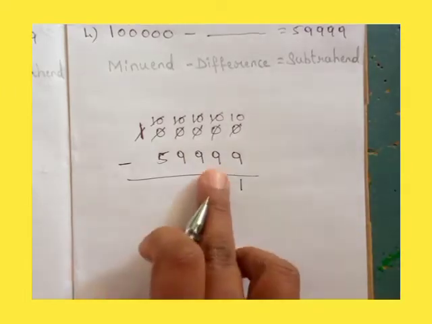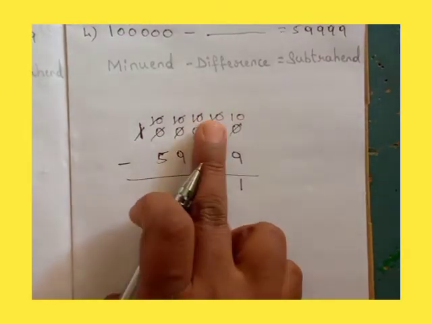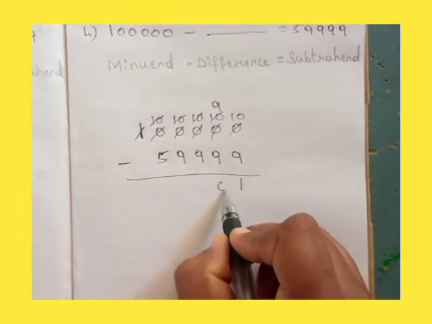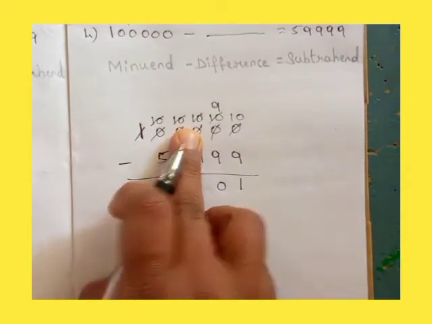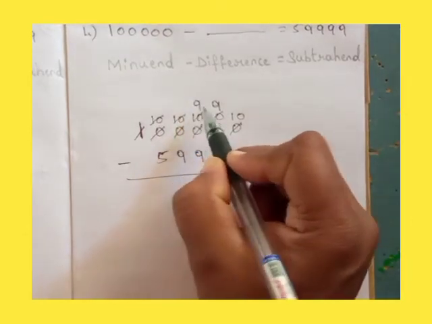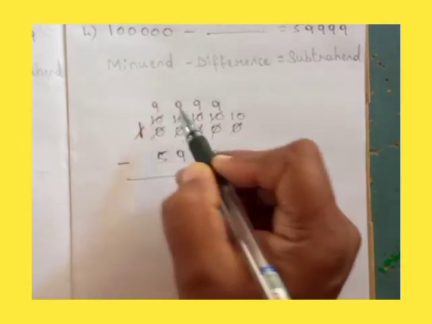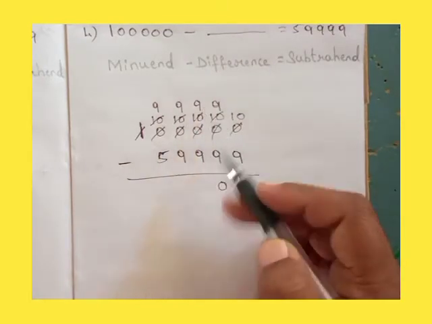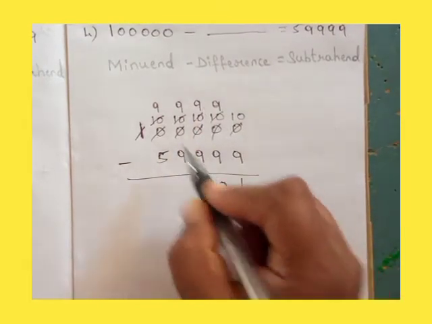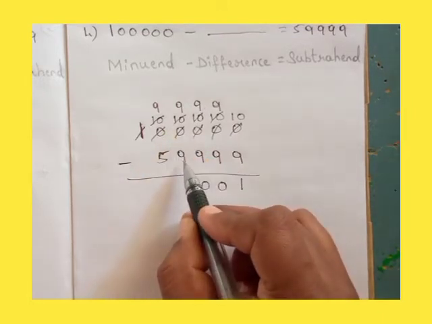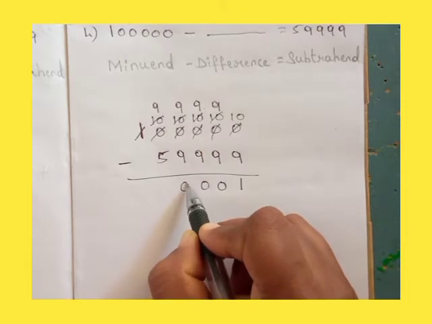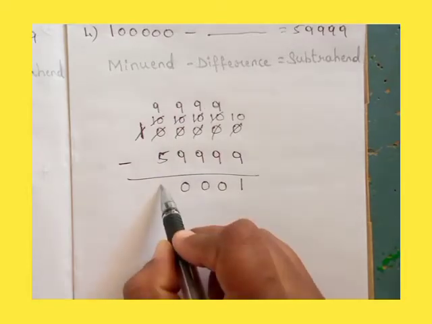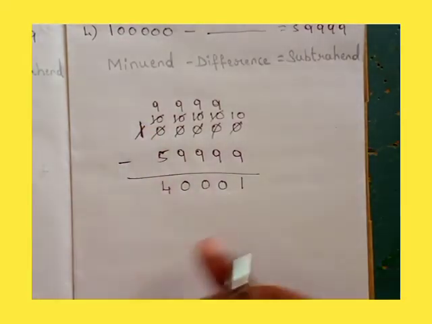Now, in 10, if you minus 9, how much is remaining? Yes, 1 is remaining. From here we have borrowed 1, how much is remaining here? Yes, 9 is remaining. 9 minus 9? 0. Because we have already taken 1 from the others, 9 will be remaining in all the places. From 9, if you subtract 9, 0. Here also 0. From 9, if you subtract 5, 4 is remaining. Here 0, nothing is there.